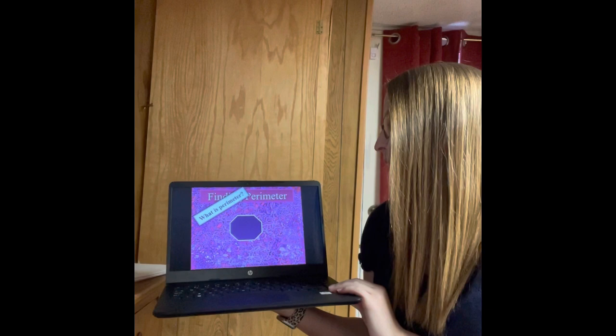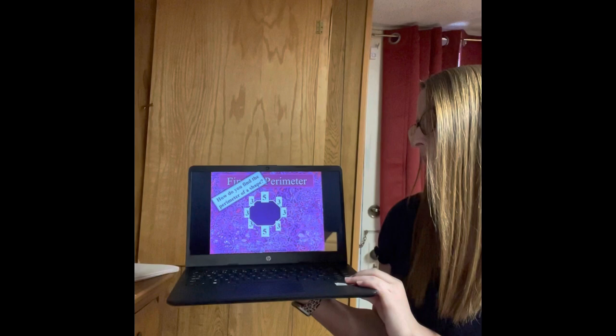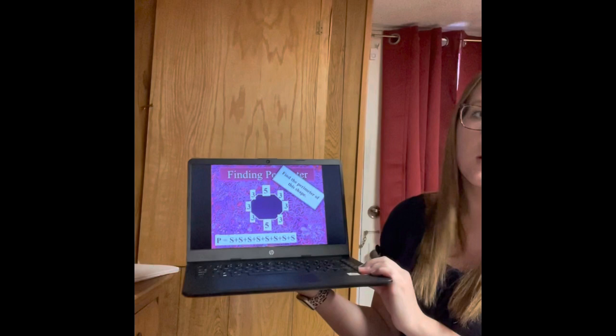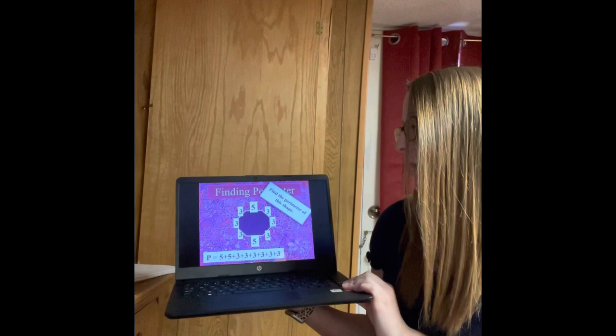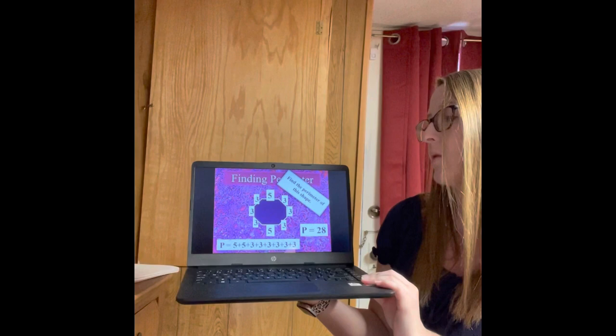Alrighty, let's find the perimeter of this octagon. Make sure you're writing down all the sides. Does anyone want to try this one? No. All right, once we write perimeter equals 5 plus 5 plus 3 plus 3 plus 3 plus 3 plus 3 plus 3, we get 28. So the perimeter of this octagon is 28, which is the distance around this.